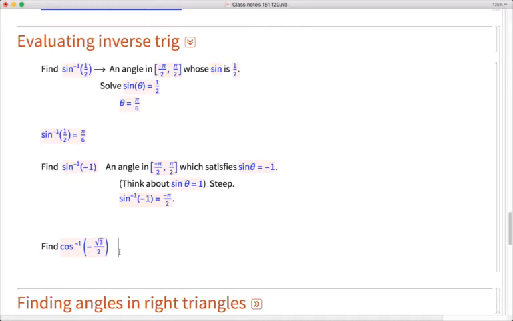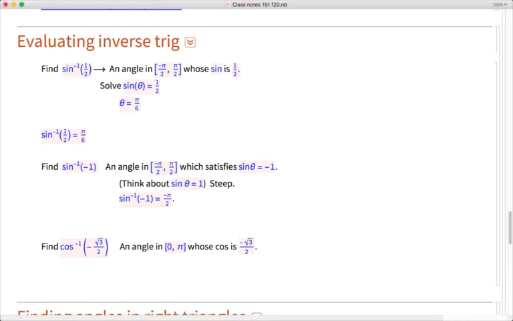Okay, we'll try one more here. So an angle in the interval from 0 to pi whose cosine is minus √3 over 2. Okay, so this is a negative number, so one thing that you might observe off the bat is that this is going to be in Q2.